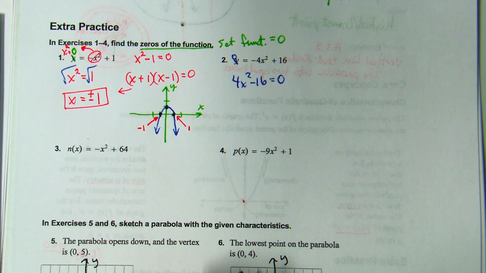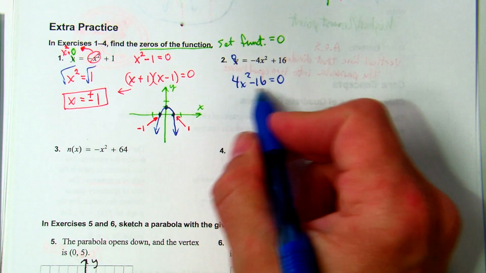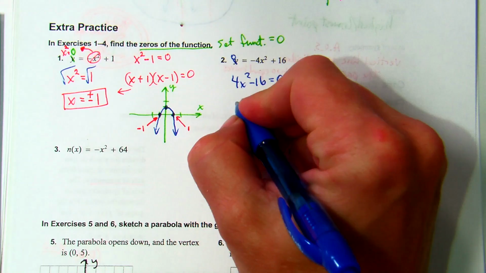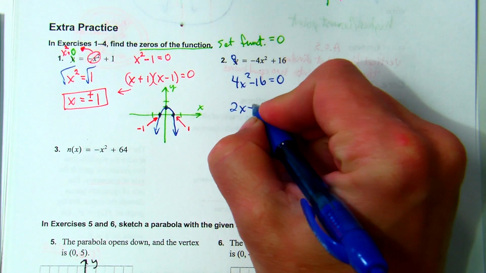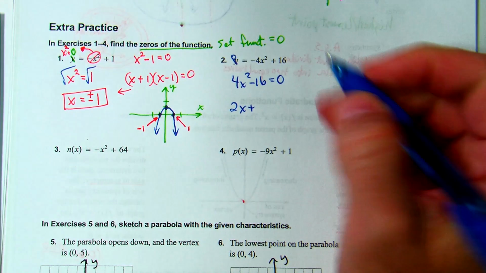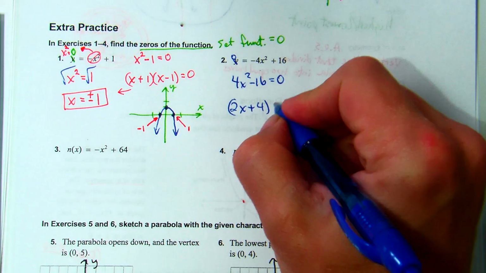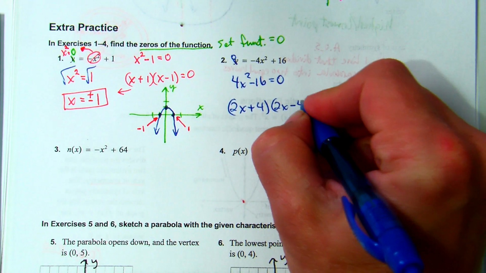Okay. So now this is a difference of squares. What do we have? We have 4x squared. So we take the square root of that, and we get 2x. We're going to add the square root of 16, which is 4. And then we're going to do a minus version of the same thing. So we'll have 2x minus 4.